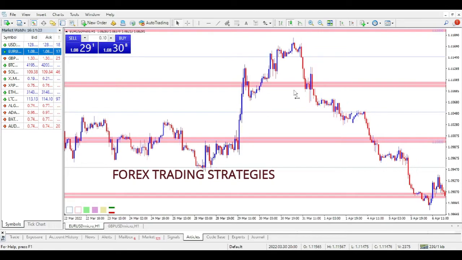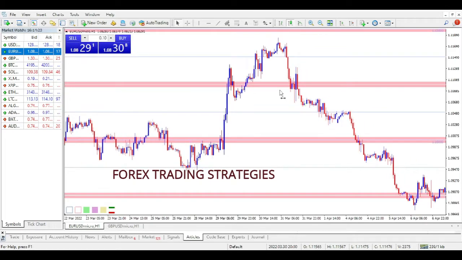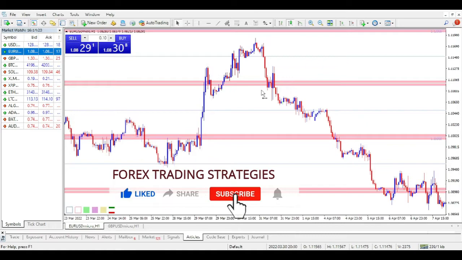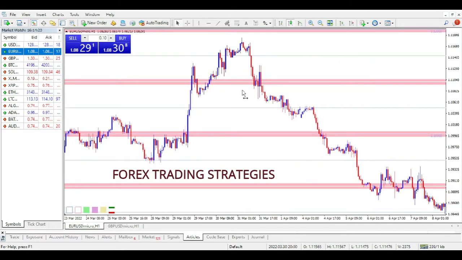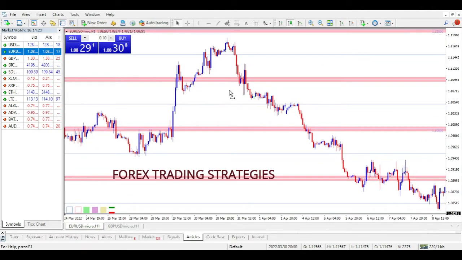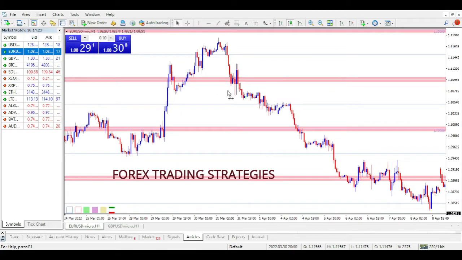You can watch the GDP announcements from the Bank of England and from the ECB, from Australia, Japan, and New Zealand, the major economies of the world, but pay special attention to the United States.